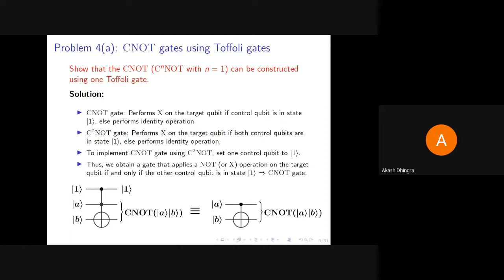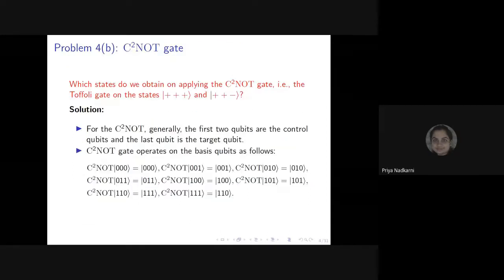Okay, fine, thanks. The next problem is about the C square NOT gate. Let's learn how the C square NOT gate acts on different states. The question says: which states do we obtain on applying the C square NOT gate, that is the Toffoli gate, on the states plus plus plus and plus plus minus? Here we consider the first two qubits to be the control qubits and the last qubit to be the target qubit of the Toffoli gate.